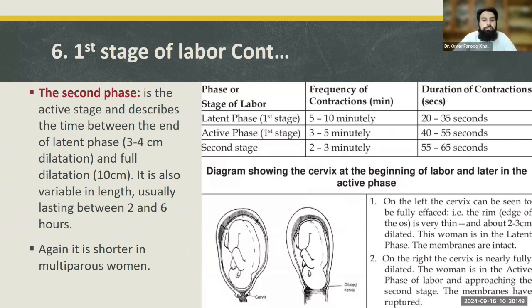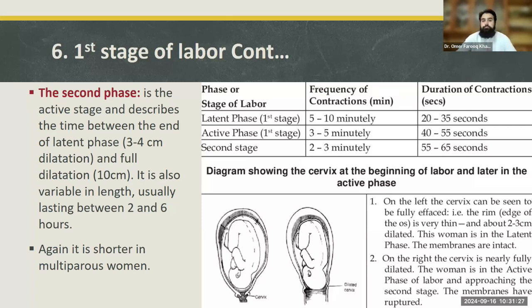So the second phase of the first stage of labor is the active phase. The frequency of contractions in the latent stage is 5 to 10 minutely, and they might be 5 to 30 minutely as well. The duration of contractions is less in the latent phase of the first stage, 20 to 35 seconds. But in the active phase of labor, the duration of contraction is 40 to 55 seconds. They are also more frequent. They start to happen at 3 to 5 minute intervals.